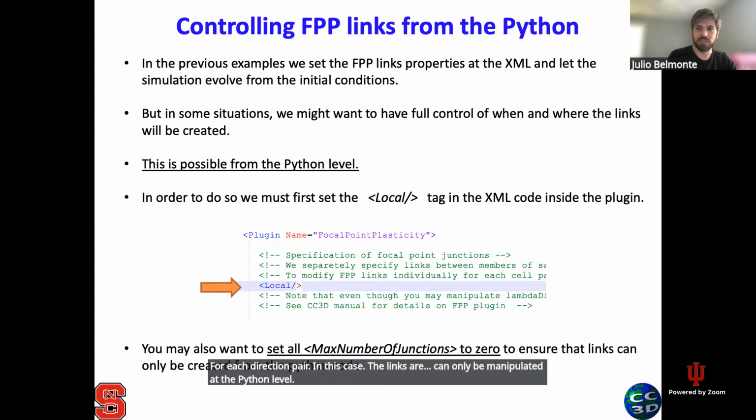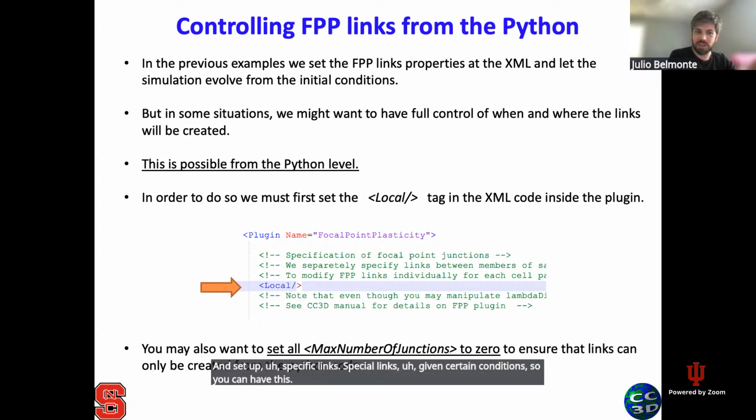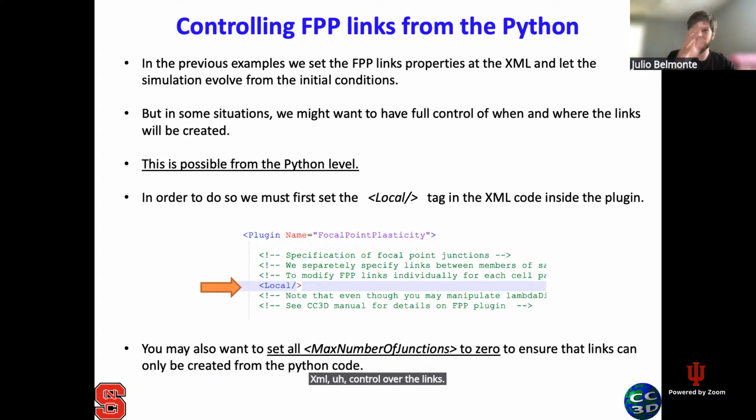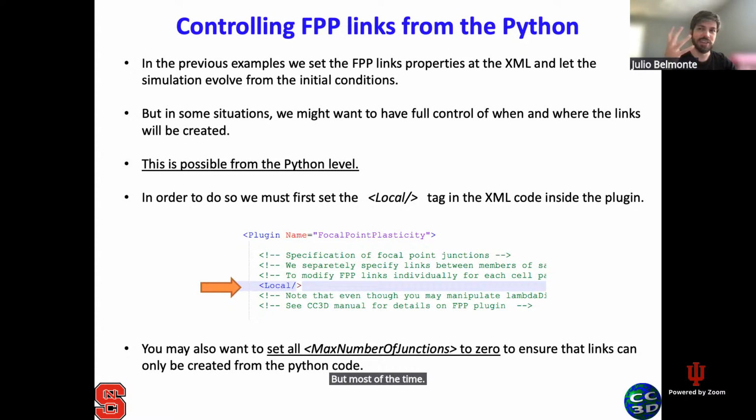Okay. So in some cases, you won't have a background of links and set up specific links, special links, given certain conditions. So you can have this XML control of the links, and on top of that, you add your Python level layer. But most of the time, if you use the Python level layer for links, you want to set up all the maximum junctions to 0 to completely turn off.